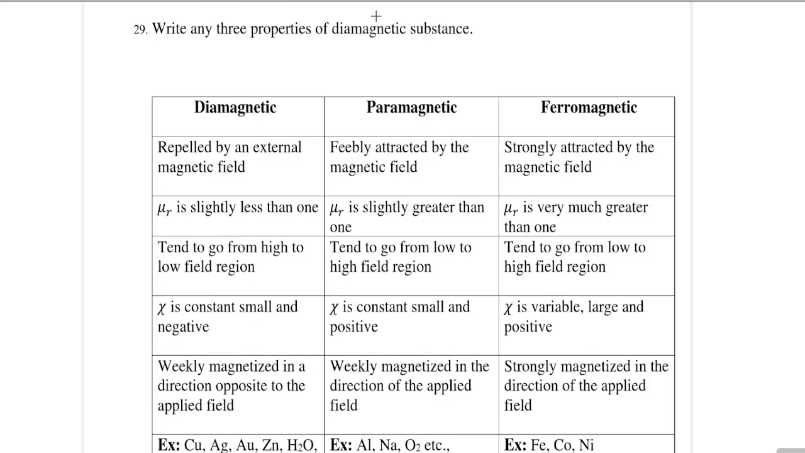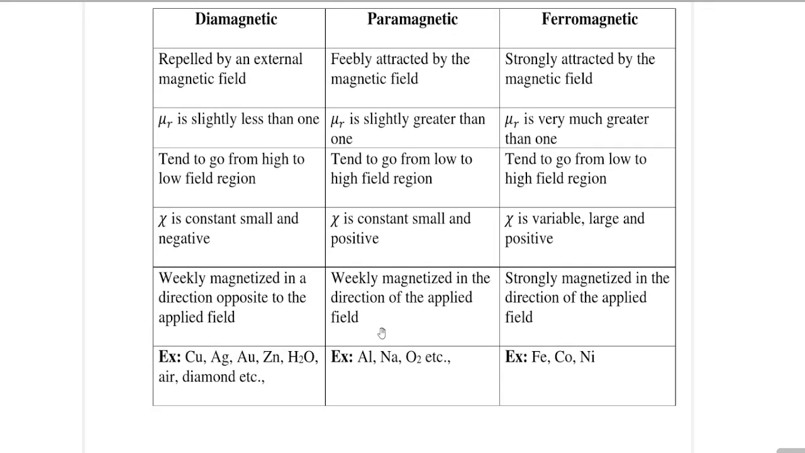29 says, write any three properties of diamagnetic substances. Here I have compiled a table for all the materials, which are diamagnetic, paramagnetic and ferromagnetic. This is what is in the syllabus. There are much more beyond this. There is something called ferrimagnetic, antiferromagnetic, and it goes on. But for your syllabus, only three kinds of material are taken. So here I compiled all the differences.